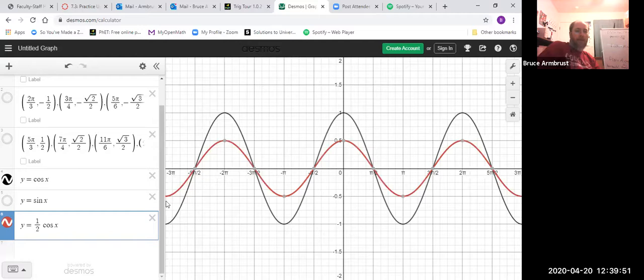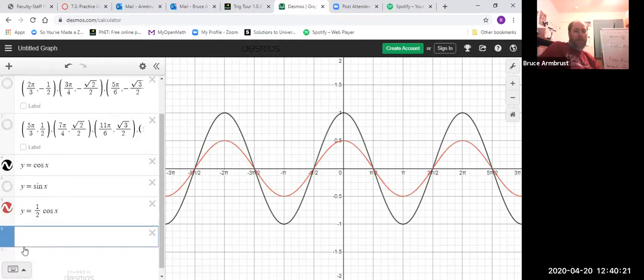So we've got a red graph now. That's the cosine of 1/2 x. But notice what happened. Now instead of going all the way up to 1, it only goes up to 1/2. And instead of reaching a minimum of -1, it only goes to -1/2. So we've changed the amplitude. It's half as tall as it was. And again, amplitude is from center line to the peak or to the trough. So that's got an amplitude of 1/2.